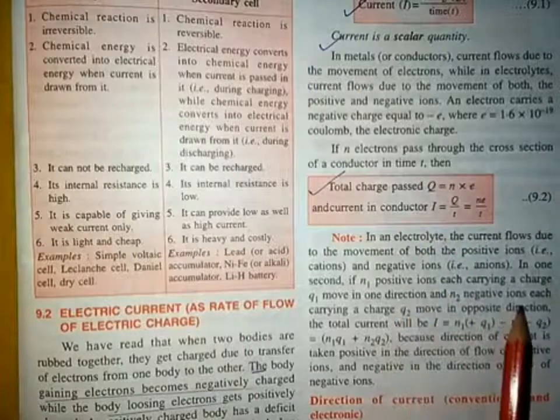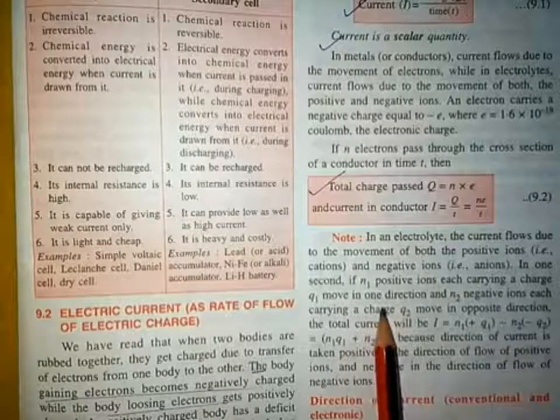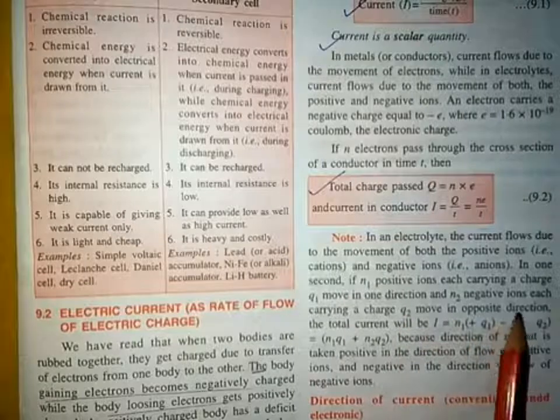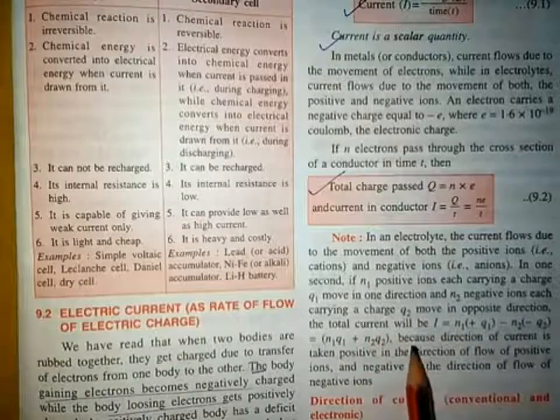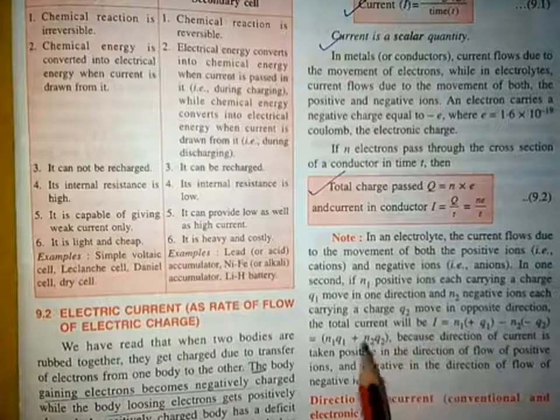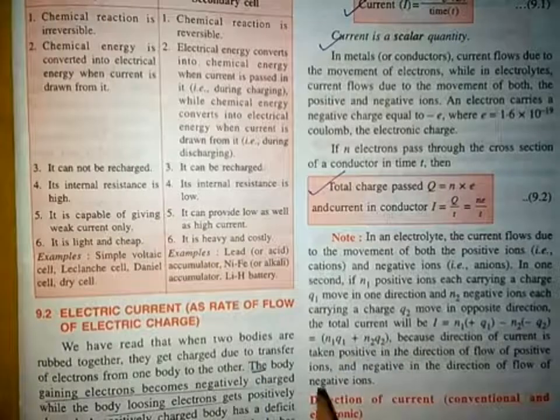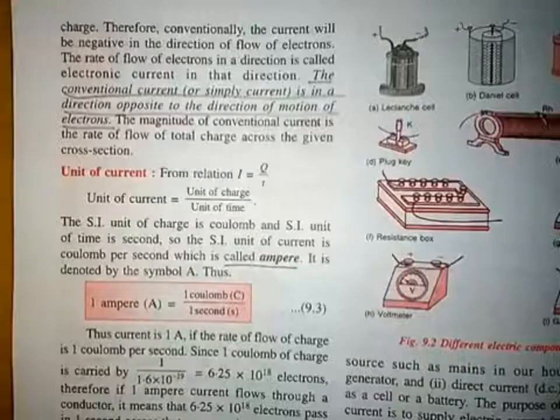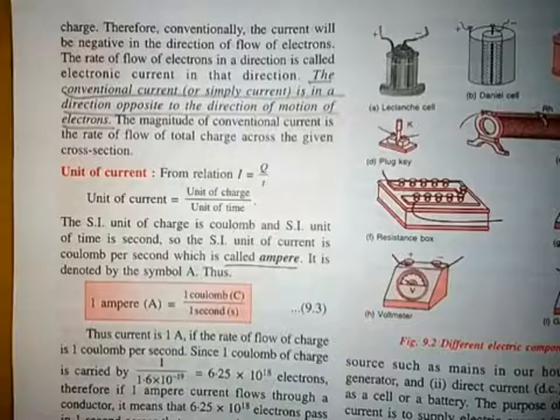If in an electrolyte, the number of positive ions is N1 and the charge is Q1, and N2 is the number of negative ions and charge is Q2, then the total current will be I equals N1 Q1 plus N2 Q2. The conventional current is in a direction opposite to the direction of motion of electrons.